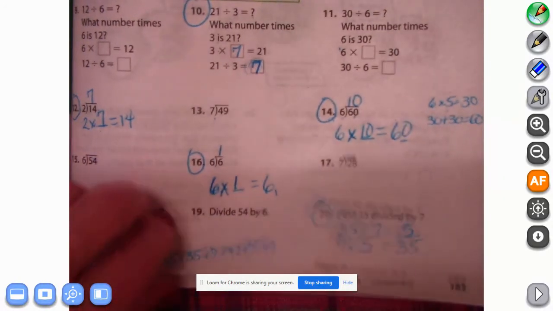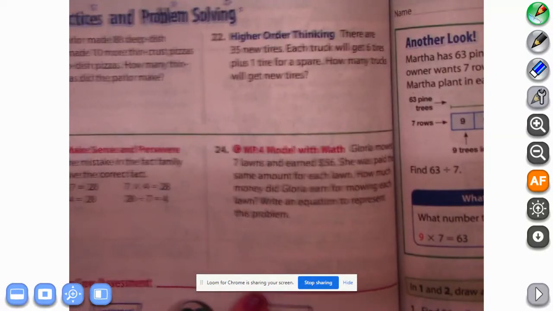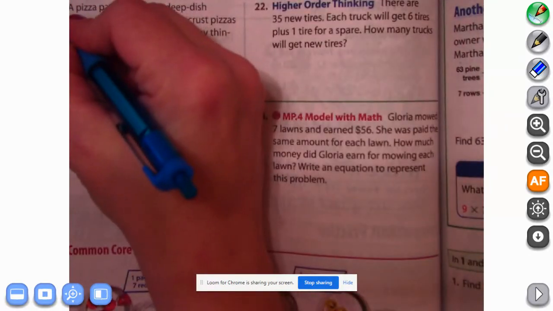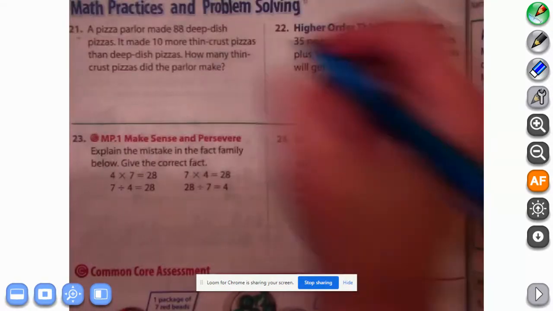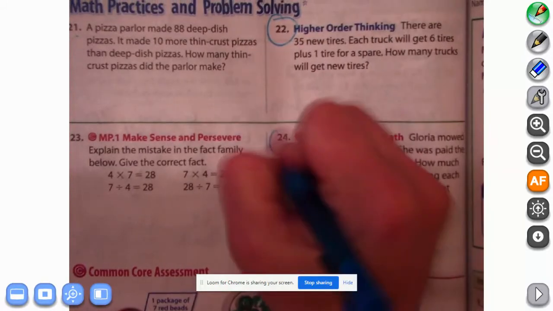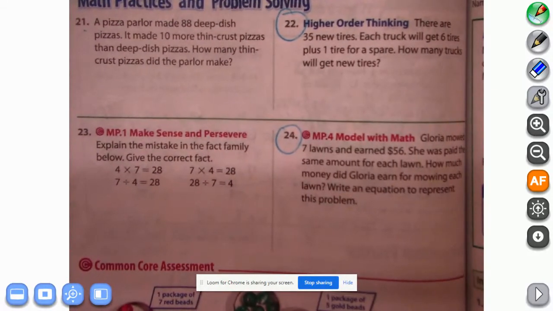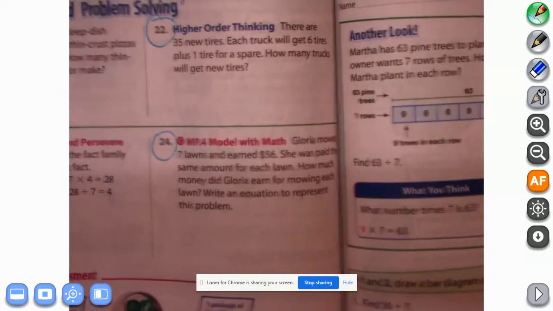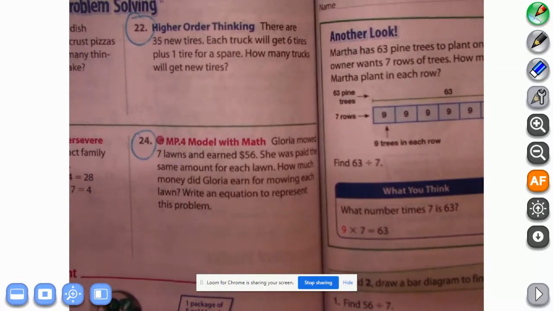All right, we're going to skip over to page 184. And we are only doing the even numbers. So we look at the second number, 1. We know 1 is odd. So we have 22, 24, and 26. We only have 3 more problems to go. All right.